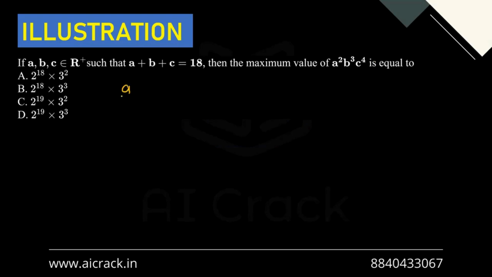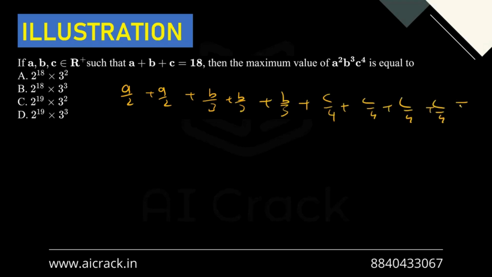How? We can write a as a by 2 plus a by 2. Similarly, we can write b as b by 3 plus b by 3 plus b by 3. We can write c as c by 4 plus c by 4 plus c by 4 plus c by 4 equals 18. Now all these numbers are positive because a, b, c individually are positive, right? So now we can apply the AM, GM inequality over here to find out the maximum value of this product. But here's the catch.